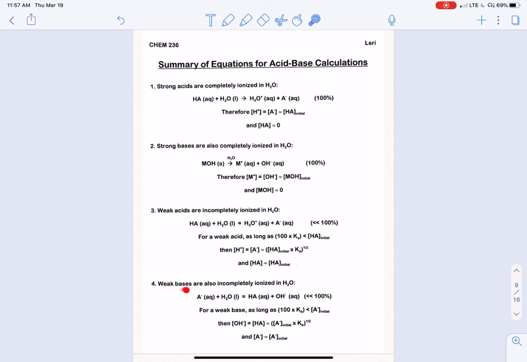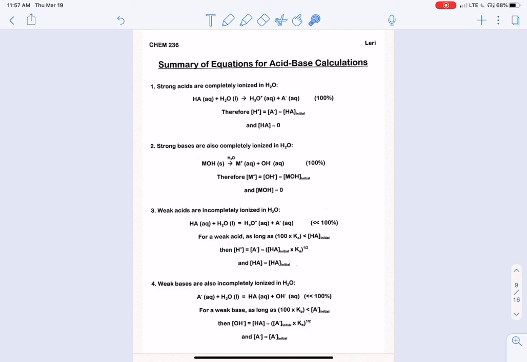Weak acids and weak bases are very different because they're incompletely ionized in water. The weak acid reacting with water to make hydronium and its conjugate base, this reaction is in equilibrium. So these are my double-headed arrows I just represented with an equal sign. This reaction occurs only to a very small extent. So I have to do an ICE chart to figure out what the pH is of a solution of a weak acid. And I can make a really useful assumption to simplify the math.